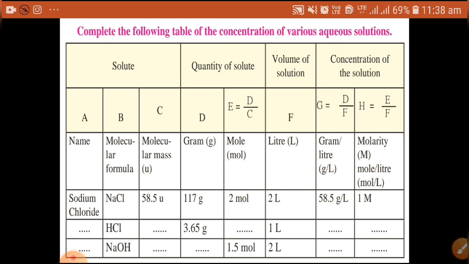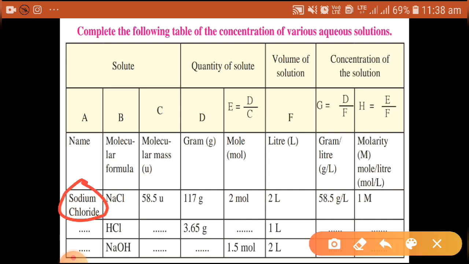Now let us see the first compound. The first compound is sodium chloride. So its molecular formula is NaCl. Up to this it is clear.